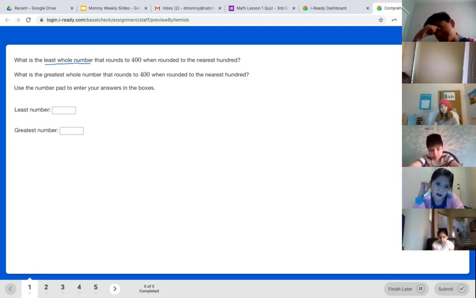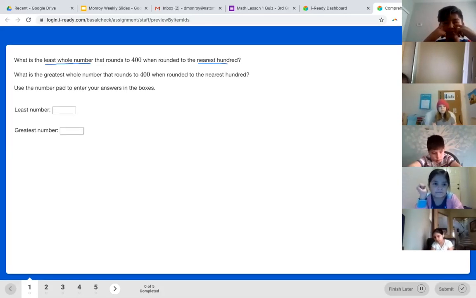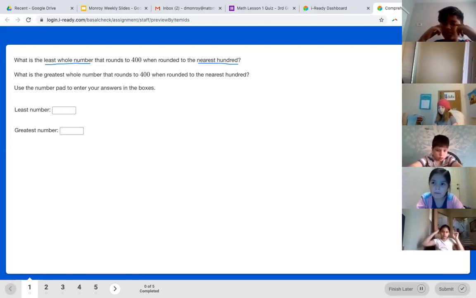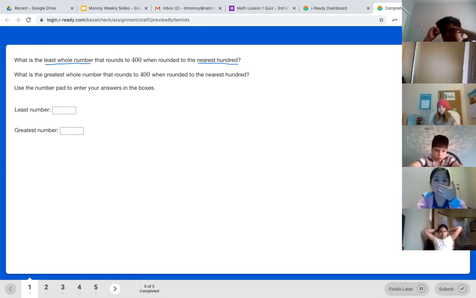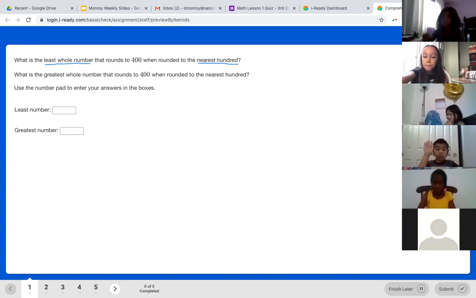Let's think about that. I'm looking for a number that is going to round to the nearest 100. What 200s does it need to be between to round to 400? Somebody tell me, and you can unmute yourself, or I'll call on someone. Make sure, friends, that if you had books out, you put your books away. We are focused on our screen now, so we shouldn't be reading. All right, Marcella, what 200s are they going to be between?